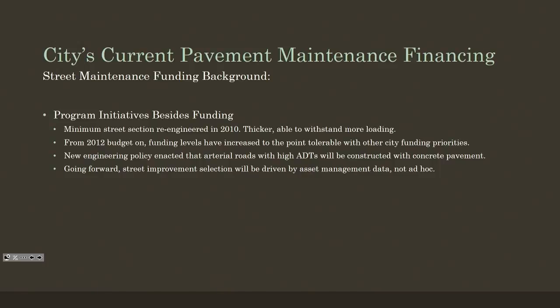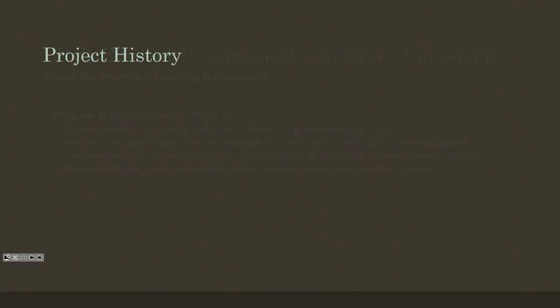Going forward, our streets improvement selection will be driven by our asset management data, not ad hoc. Before, we just didn't have the data to make the decisions we needed. You try to drive as much of the network as you can. You look at it empirically, but now with the data that we have, we can make some better decisions.